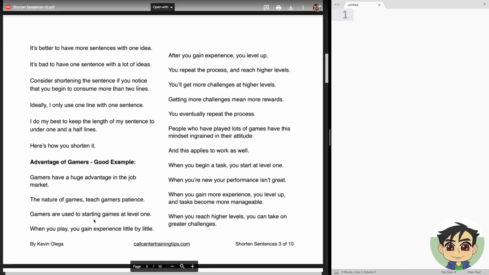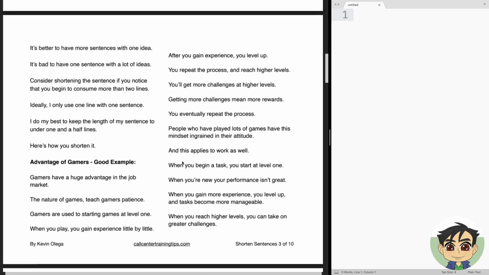When you play, you gain experience little by little. After you gain experience, you level up. You repeat the process and reach higher levels. You'll get more challenges at higher levels. Getting more challenges mean more rewards. You eventually repeat the process. People who have played lots of games have this mindset ingrained in their attitude.